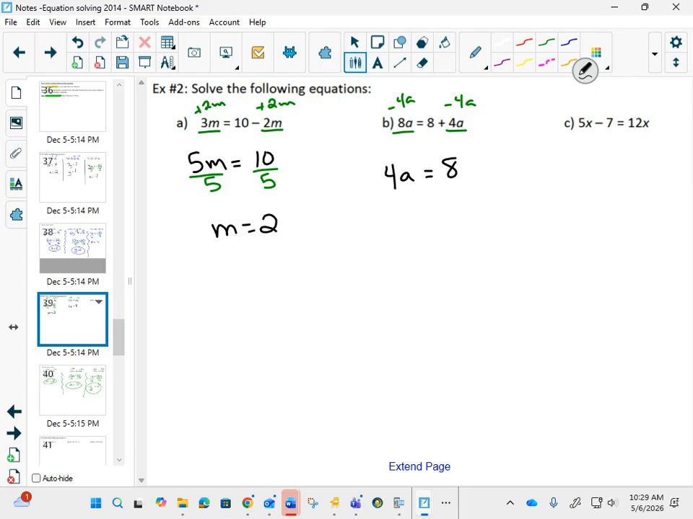But it's negative. Where does that negative 4 come from? Because what is the opposite of adding 4a? Subtracting, minusing 4a. That's how we move it to the other side.